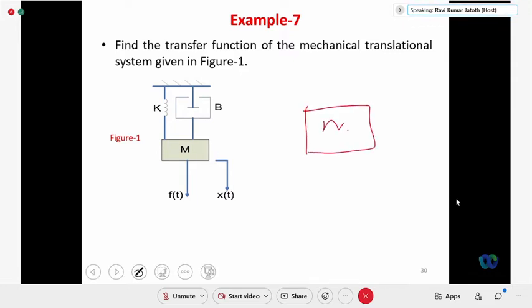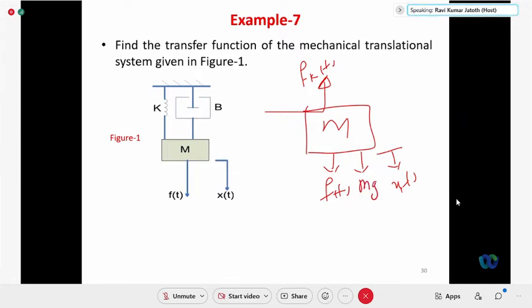So this is the mass. F of t is in the downward direction, and displacement is also in the downward direction. When you apply force in the downward direction, it is attached to a spring, so the spring force would be in the opposite direction. Gravitational force is given by M into G, and FB of t is also in the upward direction.